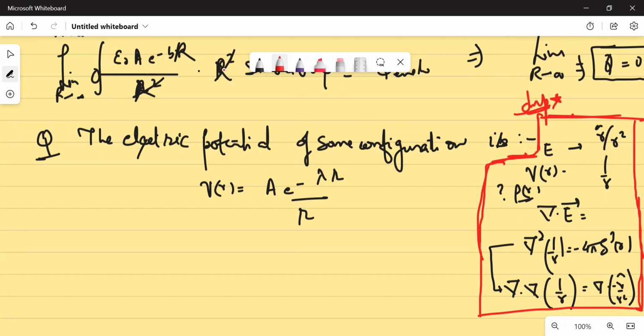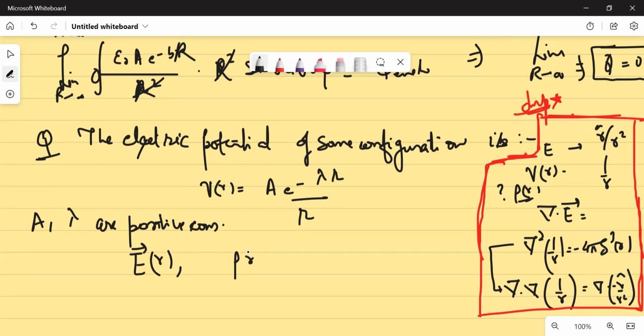Yes. देखो, if potential is defined by A e की power minus lambda r upon r, where A and lambda are some constants, and as long as not mentioned, take them as positive constants. Okay, we have to find what electric field as a function of r. We have to find electric field as a function of r.